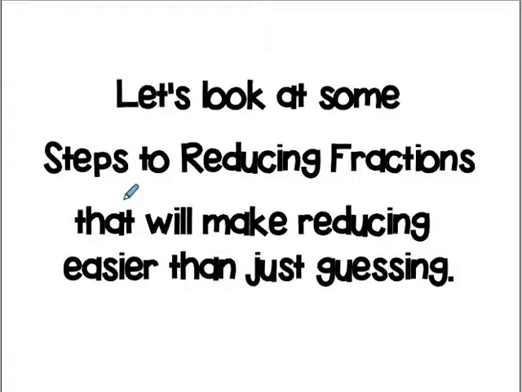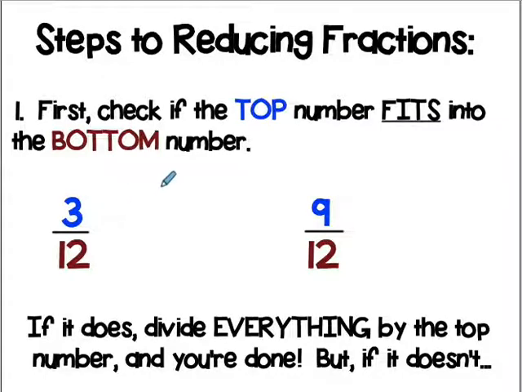So let's look at a few steps that we need to use to reduce fractions. First of all, the first thing we want to check is, does the top number fit into the bottom number? And what I mean by that is, does 3 fit into 12? It does. That means that to reduce this fraction, I simply divide by 3 over 3. So 3 divided by 3 is 1, and 12 divided by 3 is 4. So 1/4 is the same as 3/12.